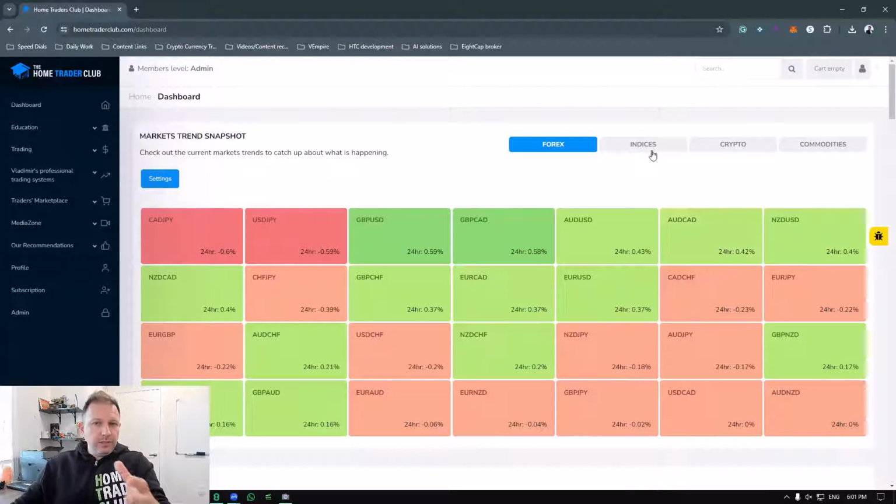By the way, a very interesting thing I want to show you here is how the number starts to expand on the euro dollar. For that, let's go to the market trend snapshot. We have it as one of our features in Home Trader Club.